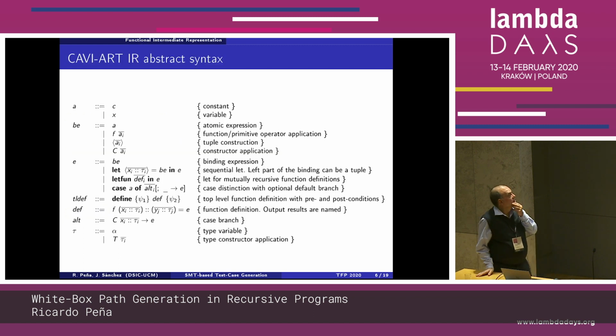Okay, the intermediate representation is a first order functional language, a kind of core functional language. You have atoms, constants, variables, function application, constructors, tuples, and you have sequential lets, and you have cases with pattern matching and algebraic constructors and so on. And the only construction that allows you to define recursion is this let fun, the sentence that allows you to define a set of mutually recursive functions. Okay? This is our language.